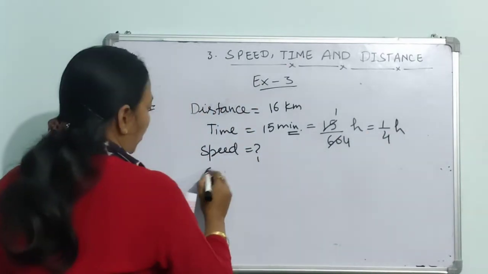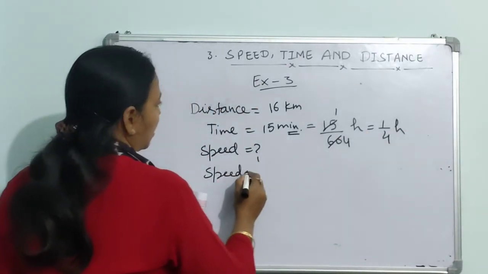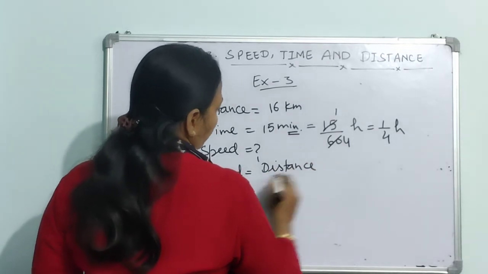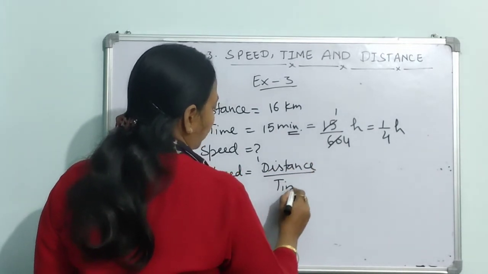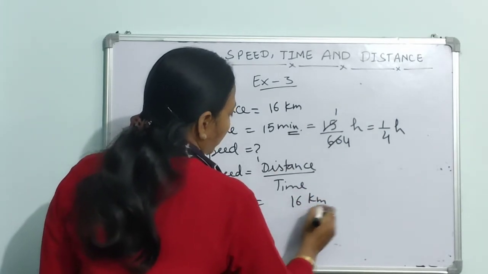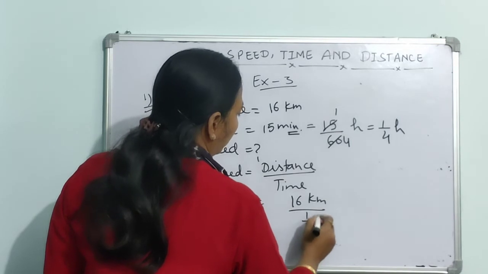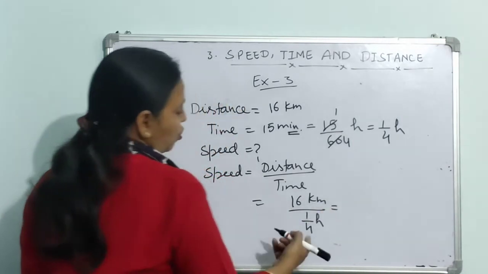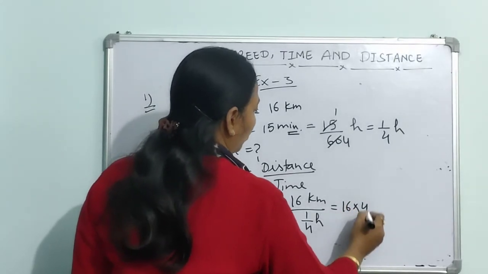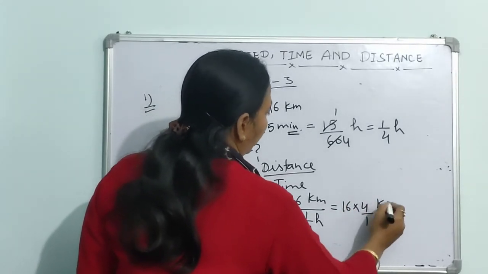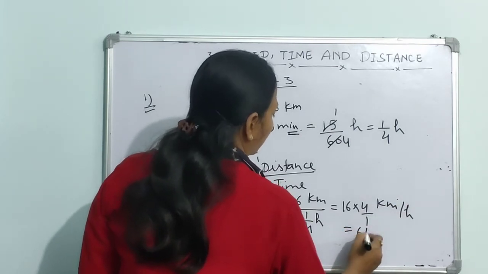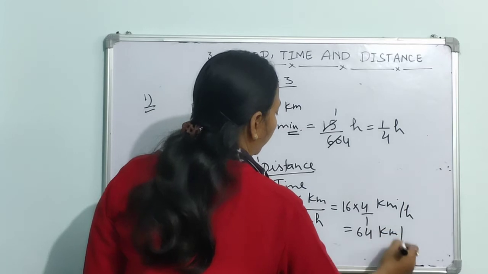Now write the formula for the speed. Speed is equal to distance upon time. Distance is 16 kilometer. Time is 1 by 4 hour. It is in fraction, so you will multiply with the reciprocal of that. You all know this. So it will be 16 into 4 by 1 kilometer per hour. 16 fours are 64. 64 kilometer per hour.